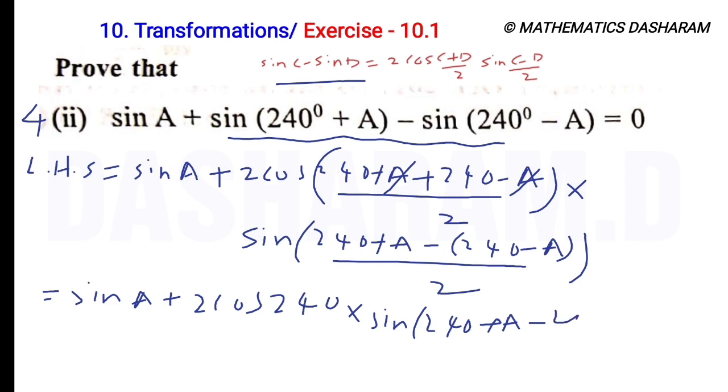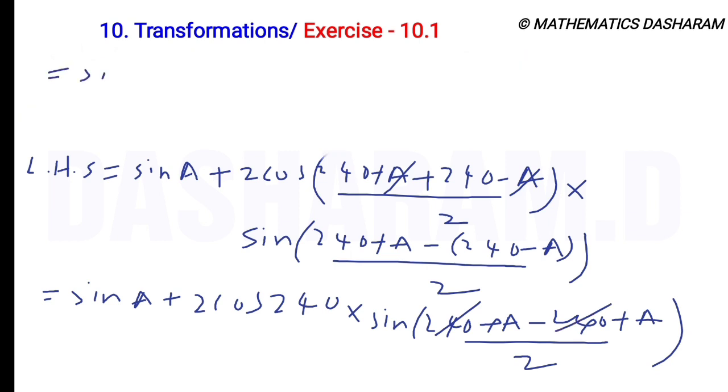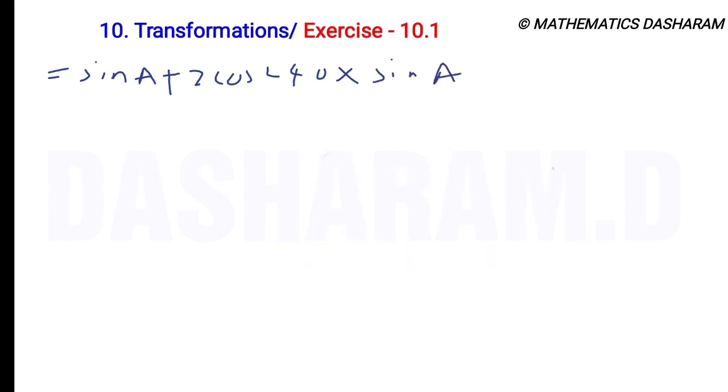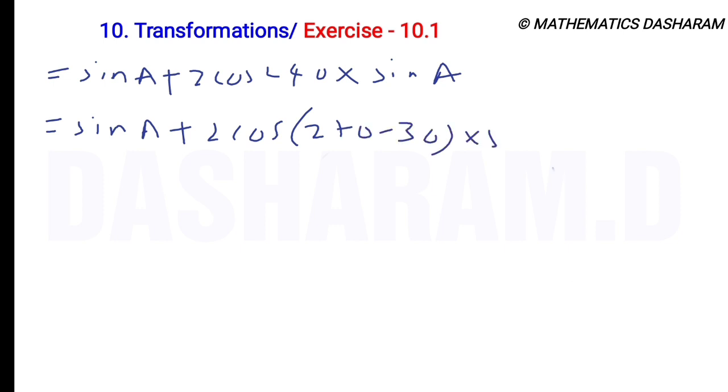Now remove the bracket: minus 240 plus A divided by 2. So plus 240 minus 240 cancel. So it is equal to sin A plus 2 cos 240 into, here A plus A is 2A, 2A by 2 is A itself. So sin A. So it is equal to sin A plus 2 into cos 240, which we can write as cos(270 minus 30 degrees) into sin A.